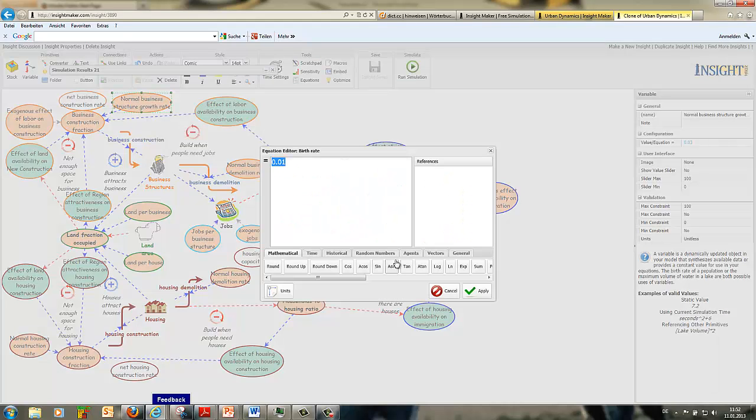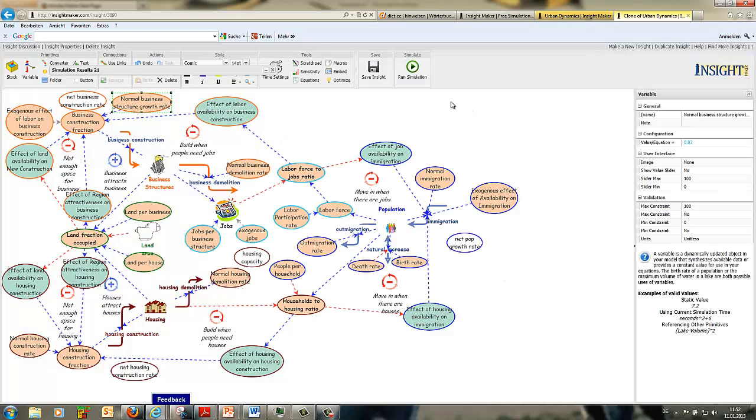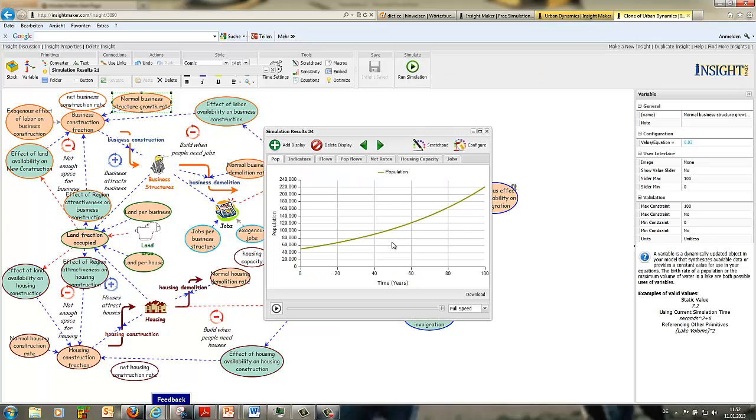In case the birth rate is, for example, increased to 3%, because policy incentives for families are implemented, the chart is quite different. You can see that the population is increasing rapidly.